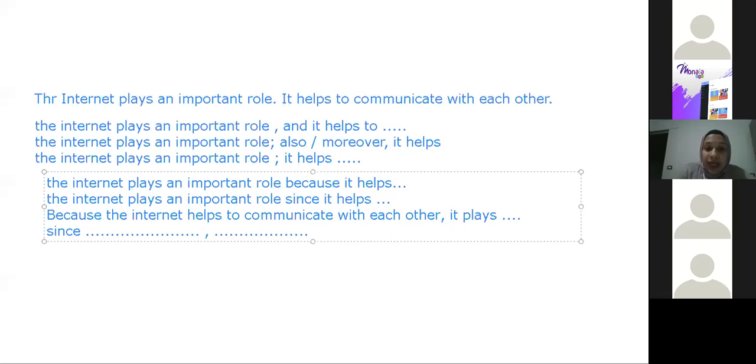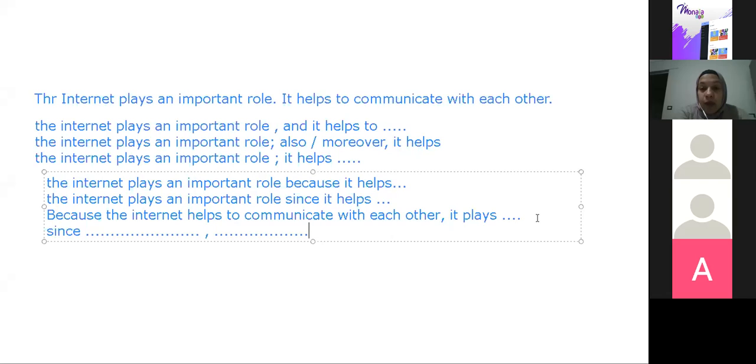This is okay. So can I use one of the relative pronouns in this sentence? Because in this case also, I will have a complex sentence. Who can say it? Can you please say again? Yes. We said that to have a complex sentence, I can use one of the subordinating conjunctions or a relative pronoun, right? What are the relative pronouns? They are who, which, that, whom, whose, where, when, right? So can you use one of the relative pronouns in this sentence? The internet, comma, which or that helps to communicate with each other, comma, plays an important role.